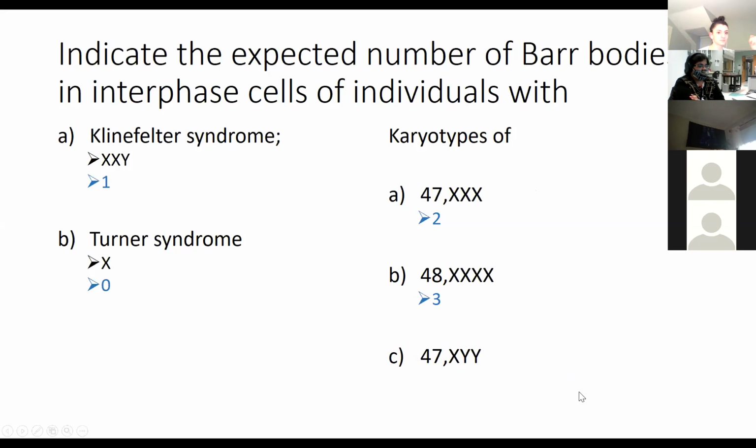What about this guy? The 47 is just saying it has an extra chromosome. Remember that it's only X chromosomes that are getting inactivated, not Y chromosomes. So none of them are inactive. Yep, so it's 0. Does that make sense? Yeah. Okay.